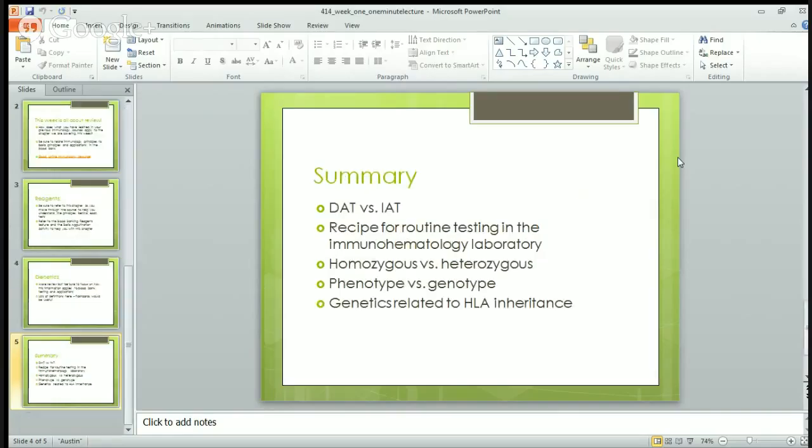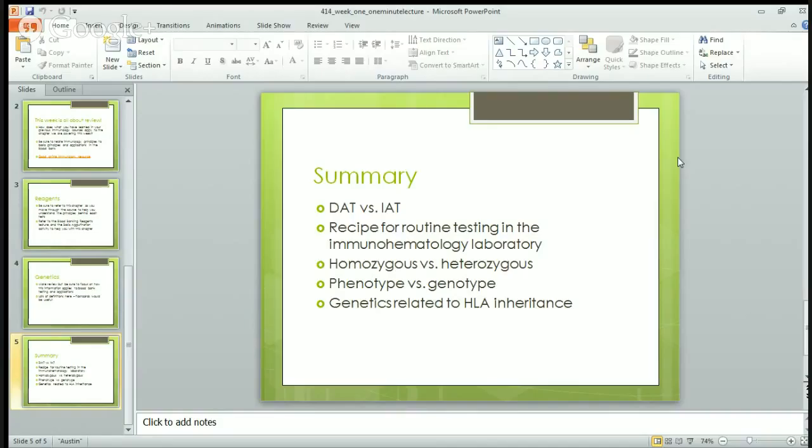This final slide is just a summary of the things that I feel are important that you really should come out of this week's module with. One of them is a good understanding of what the DAT, or direct antiglobulin test, is in comparison to the indirect antiglobulin test, or the IAT. You will find in your reading that the IAT is the most versatile test, and we will be using that in different applications throughout the rest of this course as we learn the different blood group antigens and the different blood group systems.